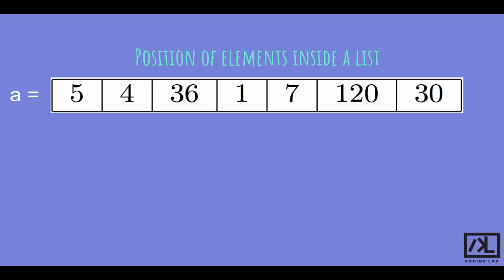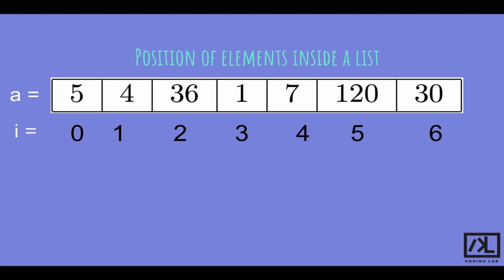So let's see how this is done. Let's say I have a list called A. As you can see, it has 7 elements. So what is the index of each element? Each element has its specified index, and the indices start from position 0. So the first element, which is 5, has an index of 0. The second one is 1, then 2, then 3, 4, 5, and 6.